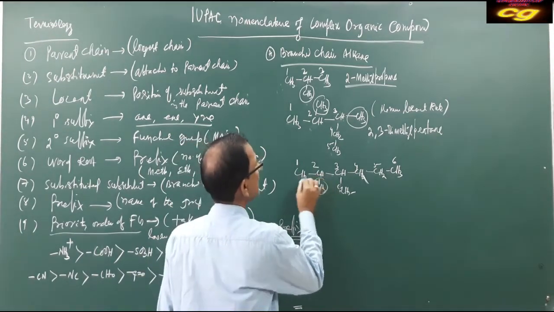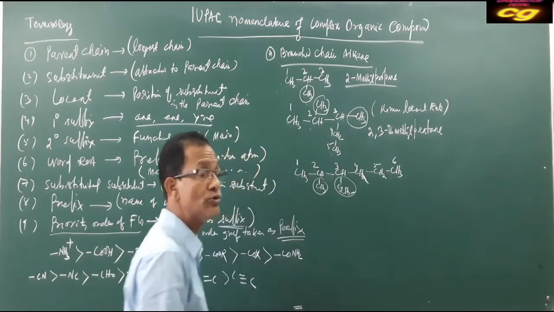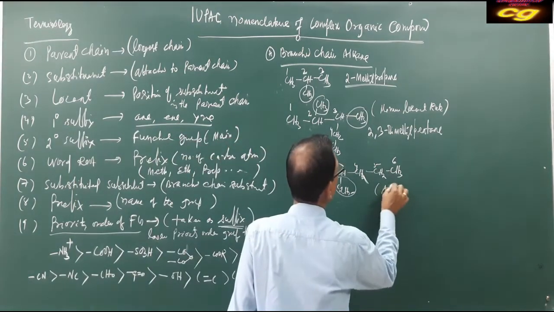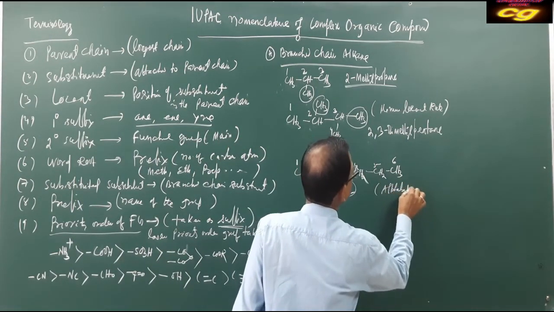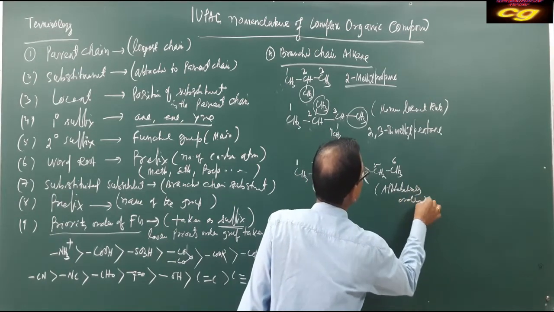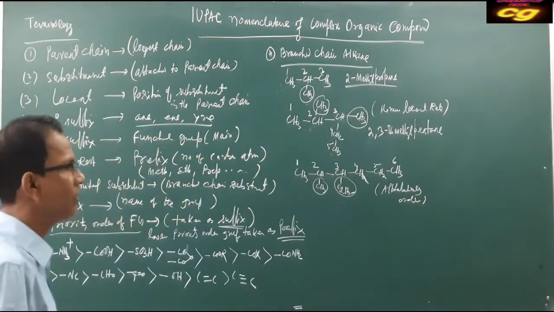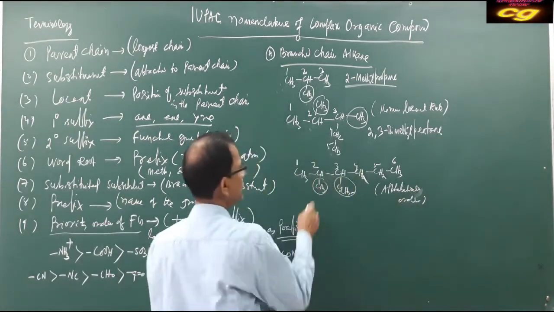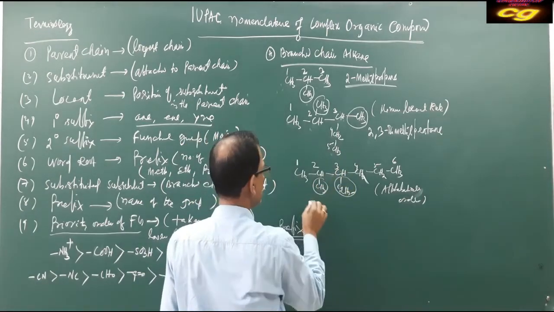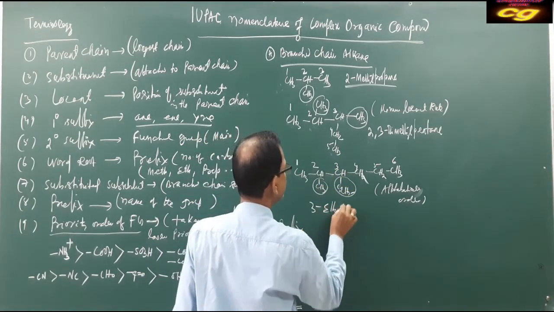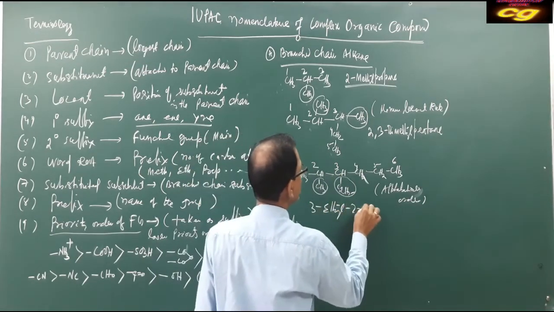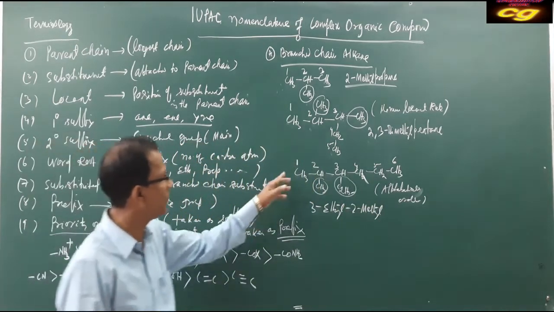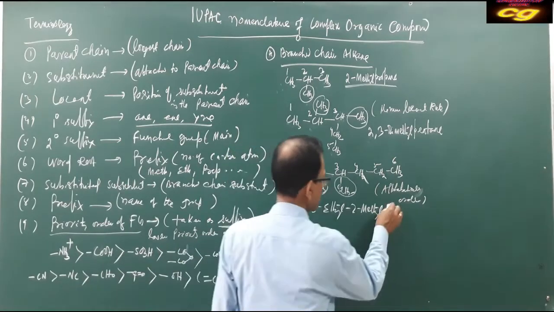So 2 position is methyl and 3 position is ethyl. As per the rules, the substituents should be written in alphabetical order. In alphabetical order means you have to write which one first? E means ethyl here. So 3-ethyl, then 2 position methyl. So 3-ethyl, 2-methyl, then parent chain contains 6 carbon, means hexane.